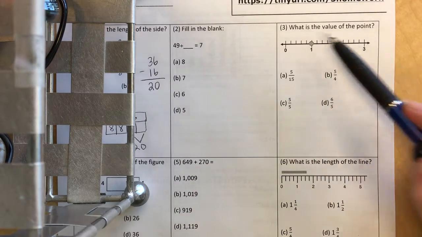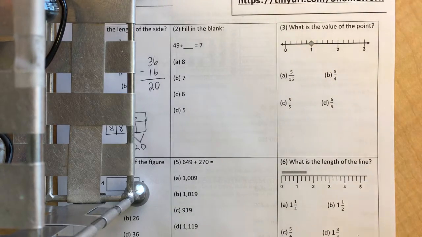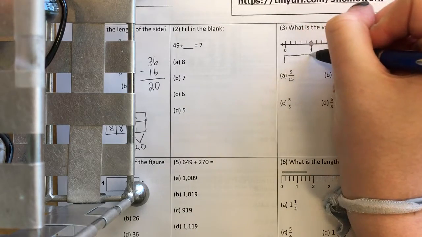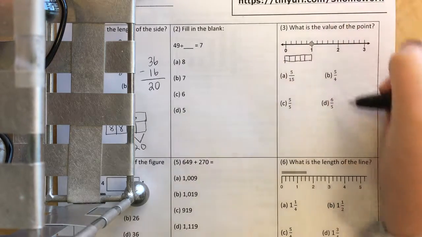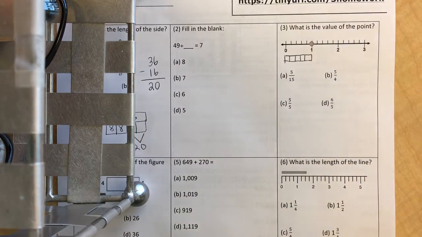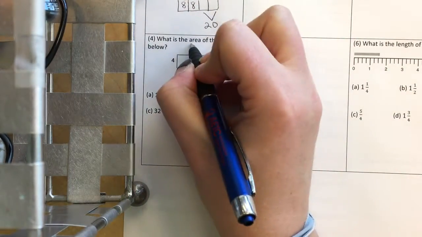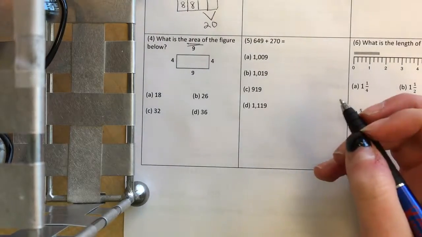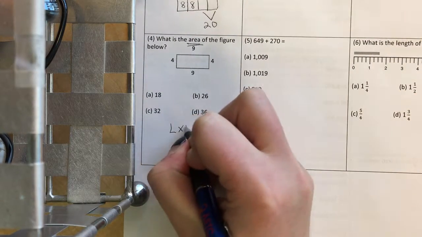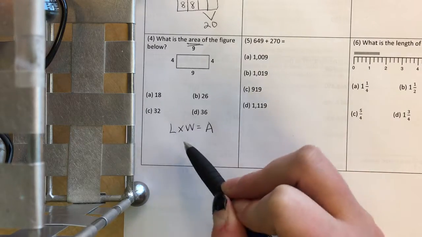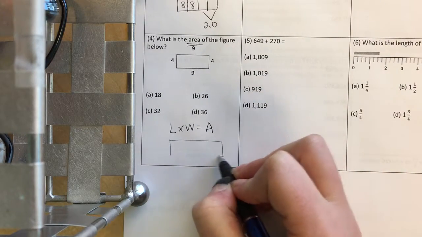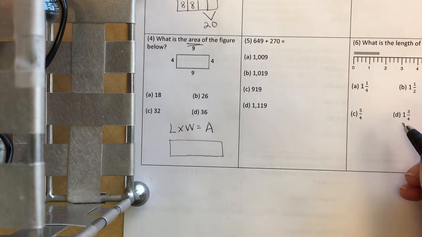And number 3 is asking, what is the value of the point? We can draw our tape diagram to help us out for this one and color it up, and then figure out which fraction matches your tape diagram. Number 4, what is the area of the figure below? We know length times width equals our area, so I'm going to leave this equation here. I should see your equation using your numbers below that.